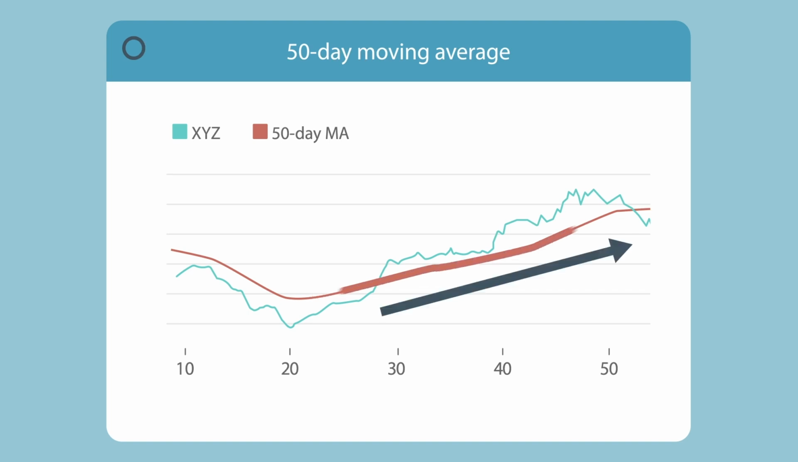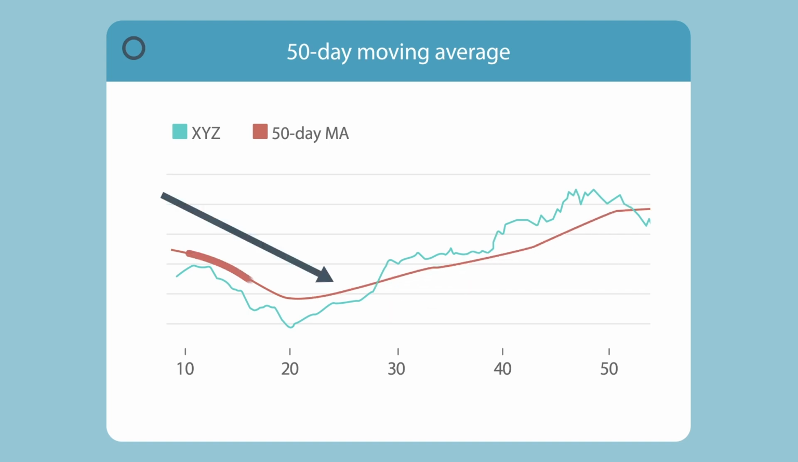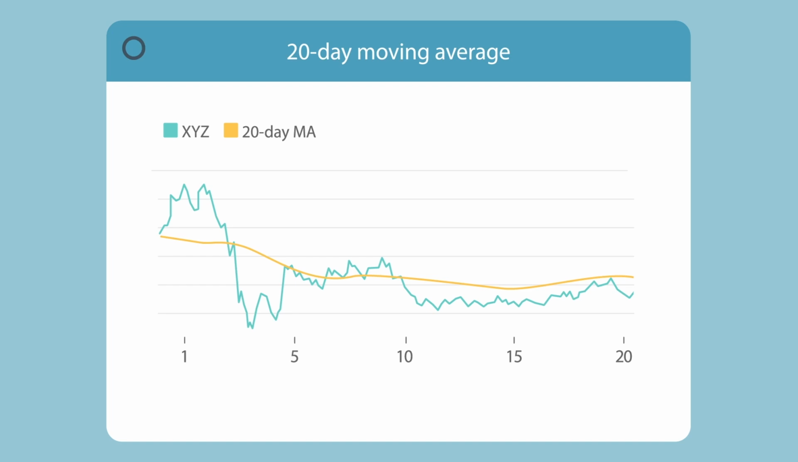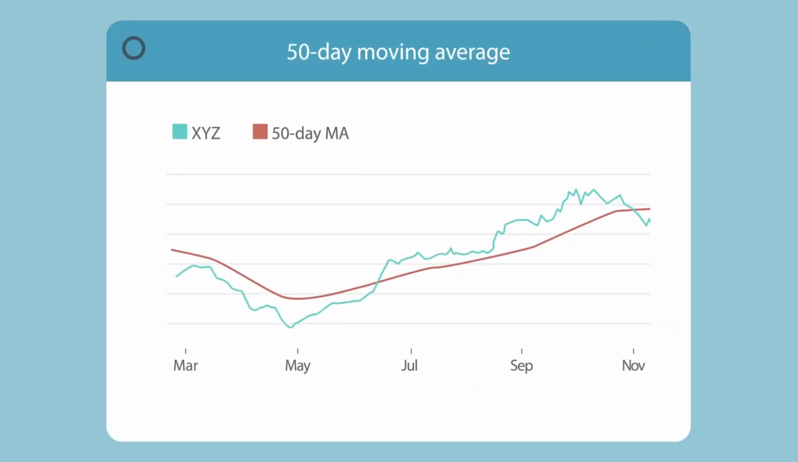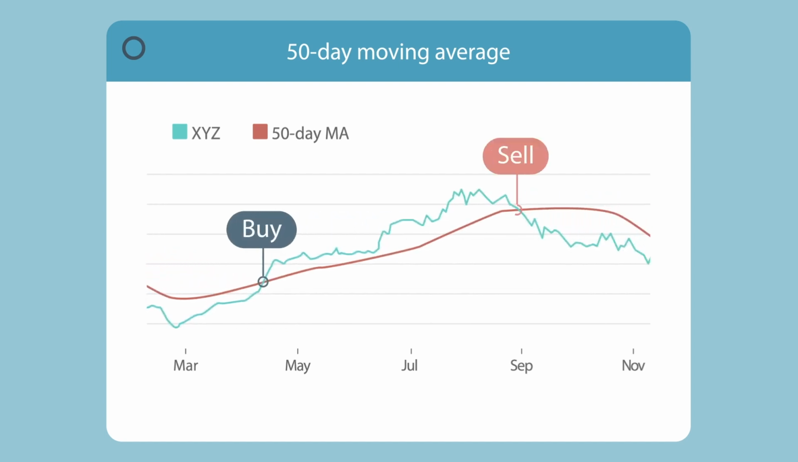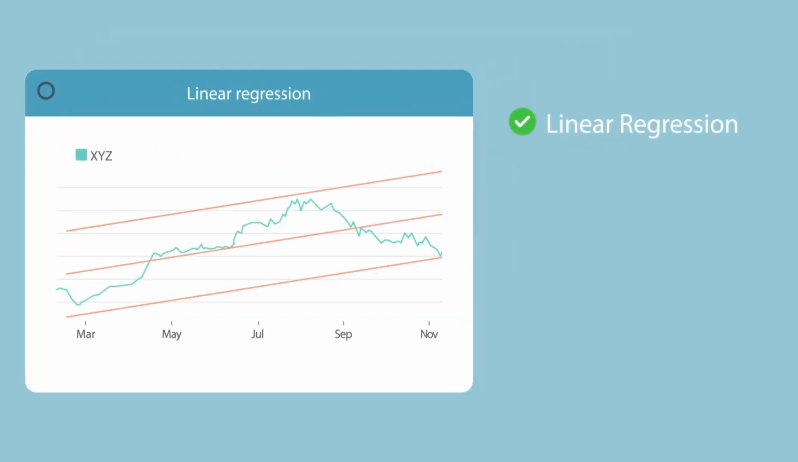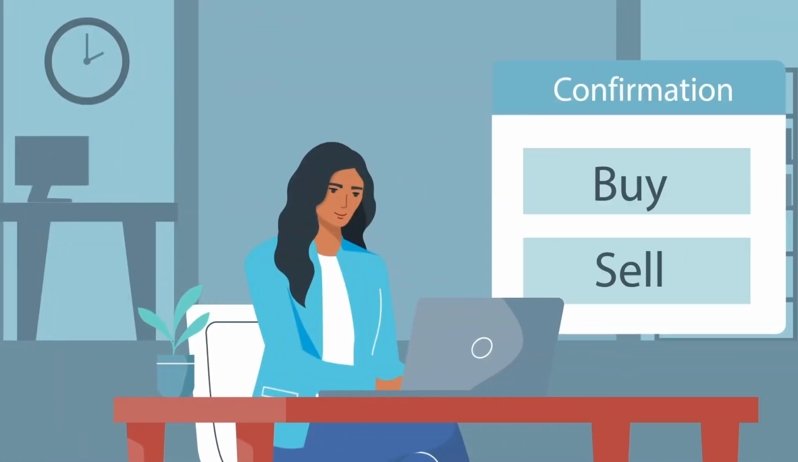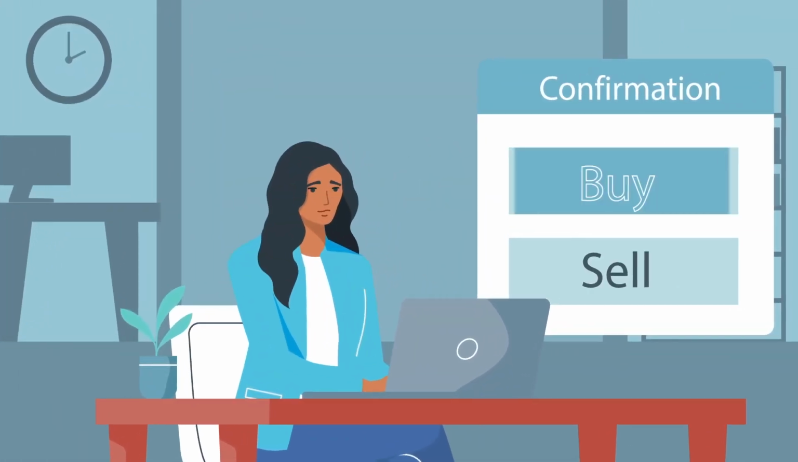If the line is going up, the trend is up. If the line is going down, the trend is down. Long-term investors may choose a 200-day moving average, while short-term traders may choose a 20-day. The moving average can also be used to help determine buy signals. If the trend is up, investors may buy when the stock price moves above the line and sell when the price moves below the line. Other common trend tracking indicators include linear regression, envelopes, and Bollinger Bands.